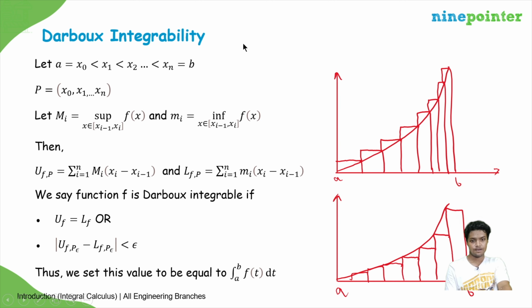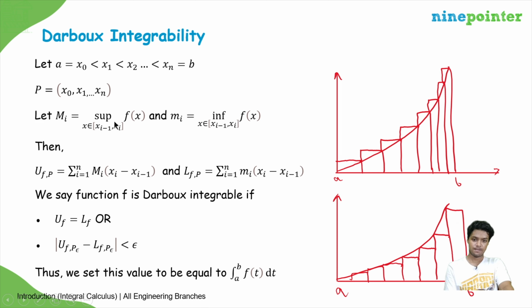Now I will talk about some formal definitions of integration. So first we will talk about Darboux integrability. Here we divide the interval a to b in n parts, x0, x1, x2 up till xn, and we define this partition as P. So now we'll define two parameters, small mi and capital Mi.